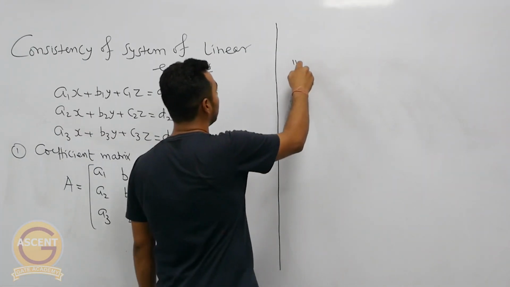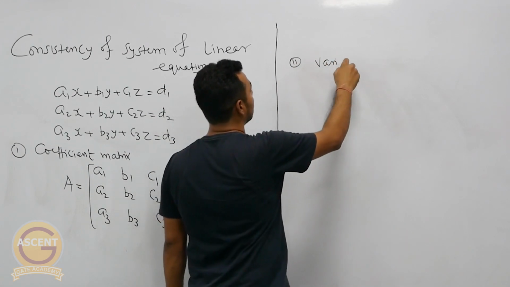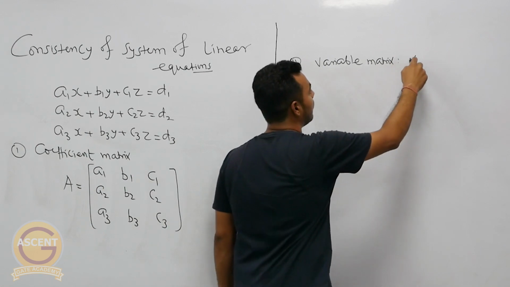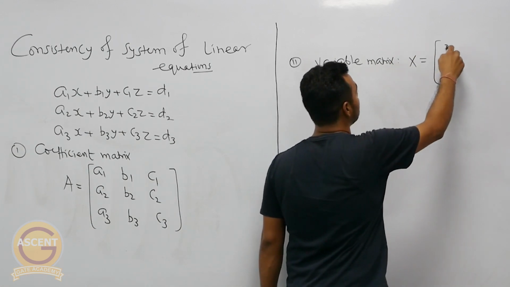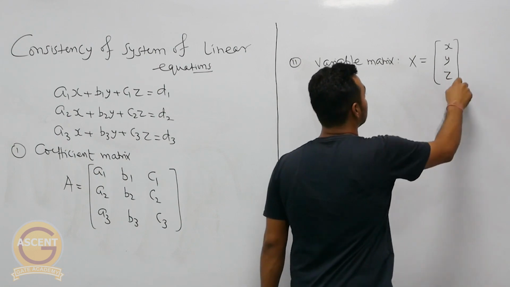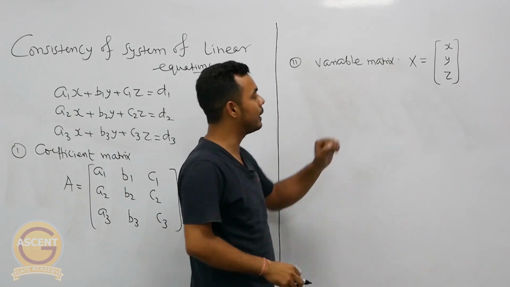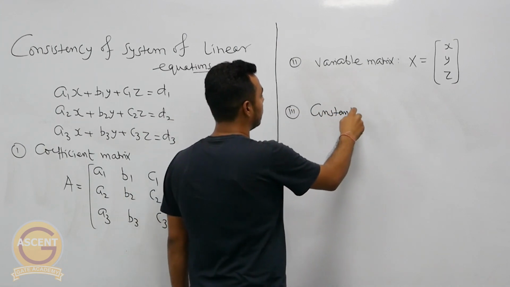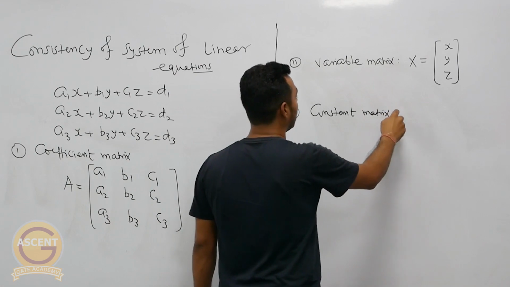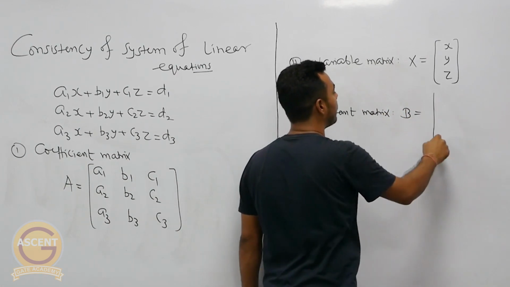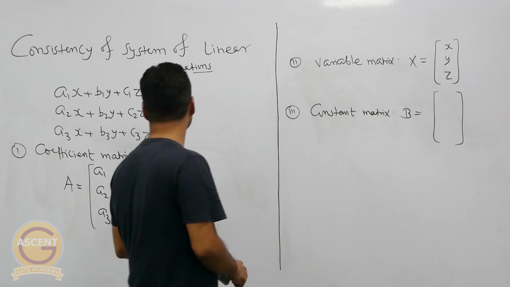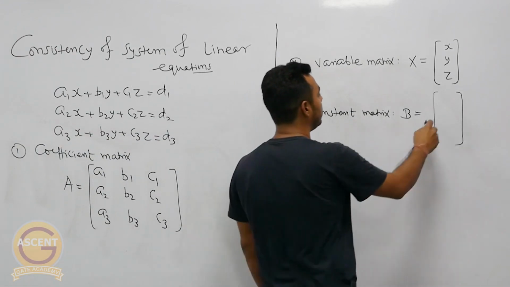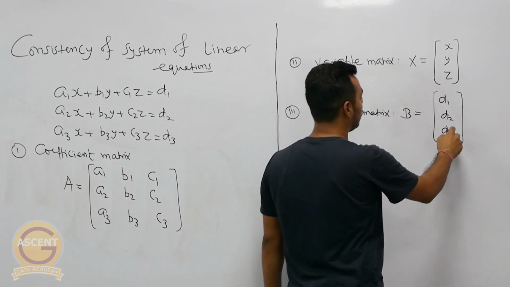After this we are going to define the variable matrix. Now this variable matrix is nothing but a column vector. This is represented by capital X, and here we will write the variables only. There are three variables x, y, z, so this variable matrix will be x, y, z. Then our third matrix will be the constant matrix. The constant matrix is also a column vector. This is represented by capital B, and here we will write the constants of the equations: d1, d2, d3.